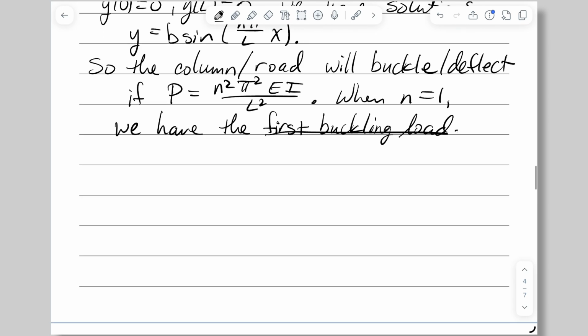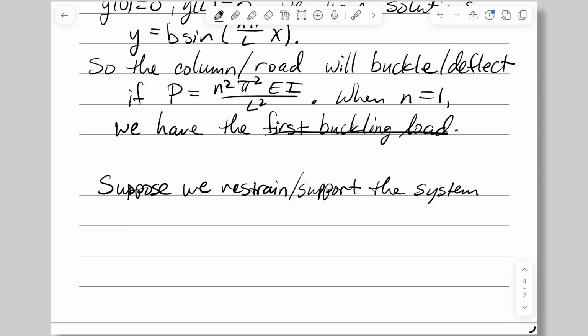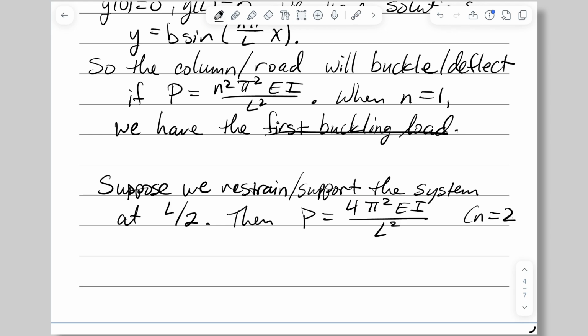Now, suppose we restrain or support the system halfway across its length at L over 2. Then taking that L over 2 and putting it in the denominator here, in place of L squared, is going to give us a P that is 4 times as big as the previous P when n was 1. You can see where n squared is, I've now written a 4. This corresponds to n equals 2, and this will be the smallest critical or buckling load.